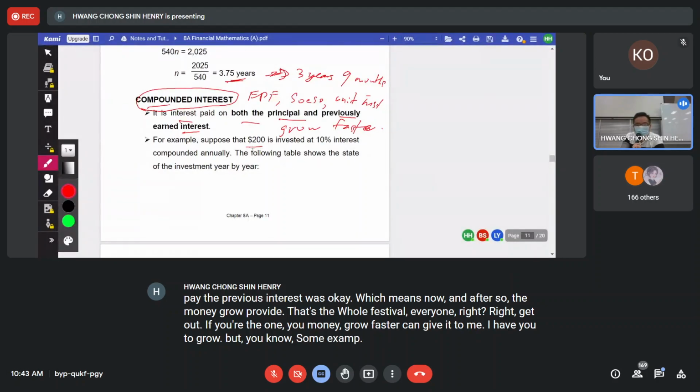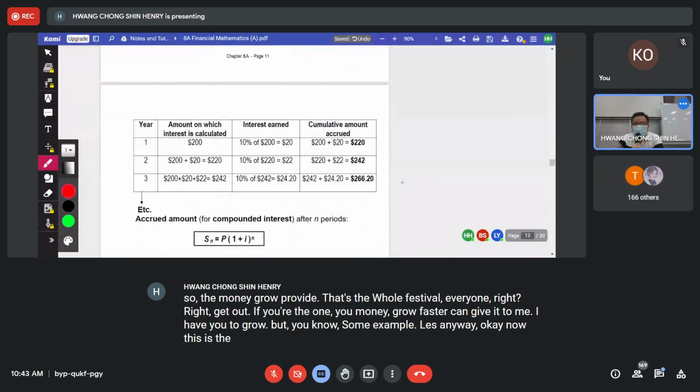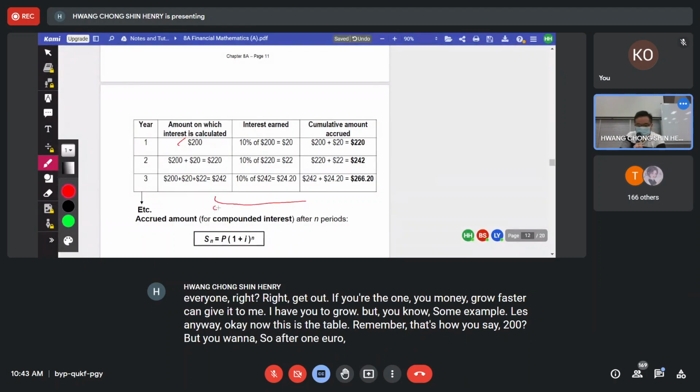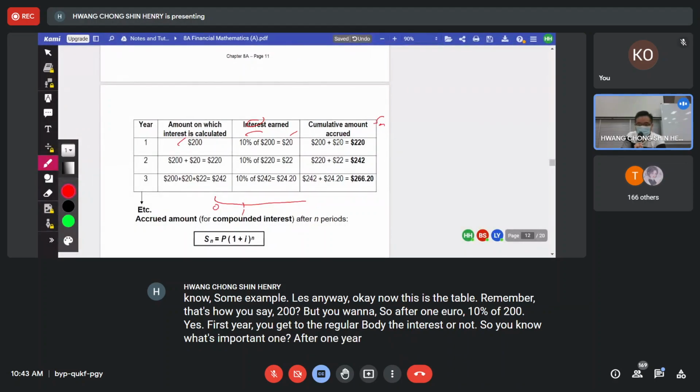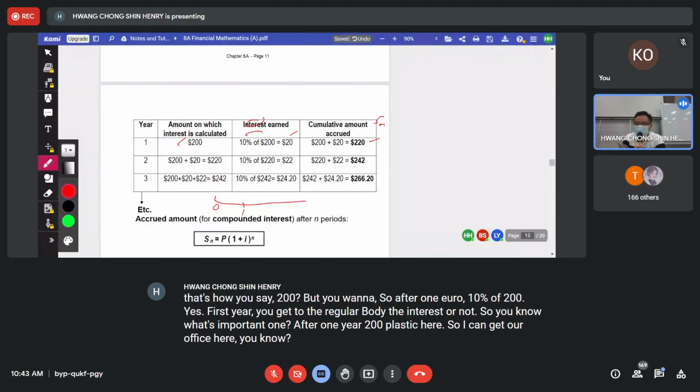For example, suppose that we use the same 200 invested at 10%, but now compounded annually. Okay, now this is the table. Remember just now we said 200, right? Year one, after 1 year, 10% of 200. First year you get 20 ringgit dividend interest. So what's your total money after 1 year? 200 plus 20. First year cannot compare, all is the same.